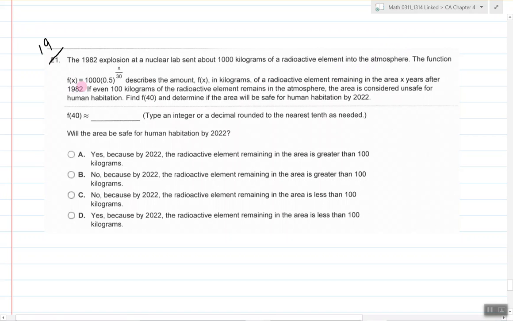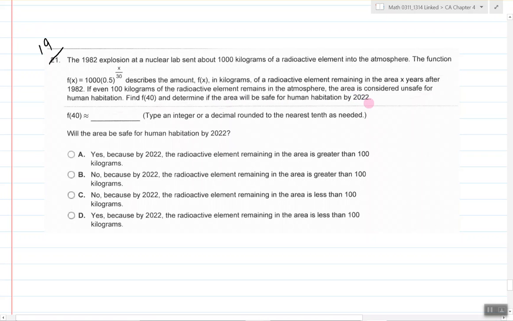The function f of x equals blah blah blah describes the amount, f of x, in kilograms of the radioactive element remaining in the area x years after 1982. If even 100 kilograms of the radioactive element remains in the atmosphere, the area is considered unsafe for human habitation. Find f of 40 and determine if the area will be safe in the year 2022.